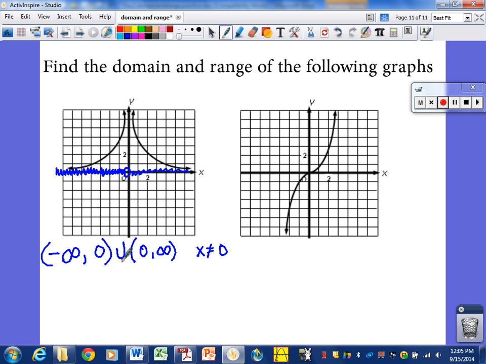And the range here, what's the range? The range is y values must be positive. Okay, it never crosses this, so we have an open circle here and then all the y values. Or if you will, from 0 to infinity in interval notation.